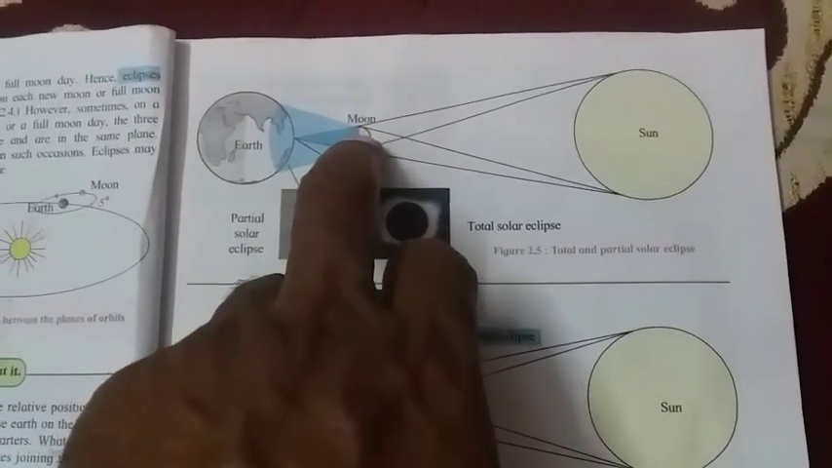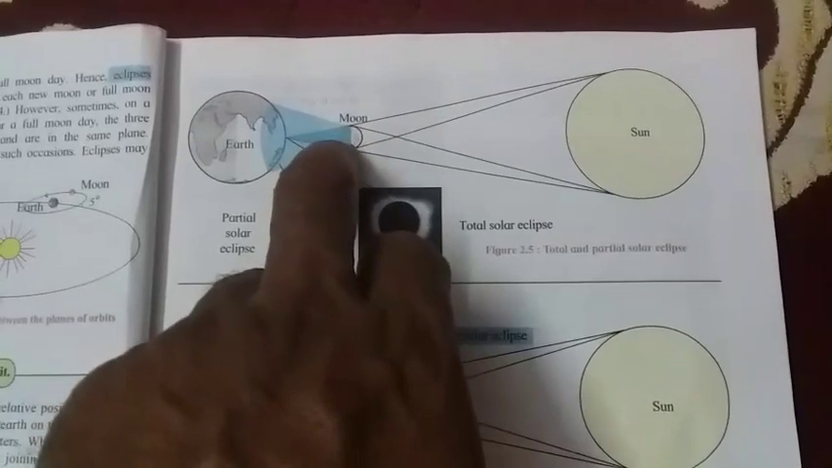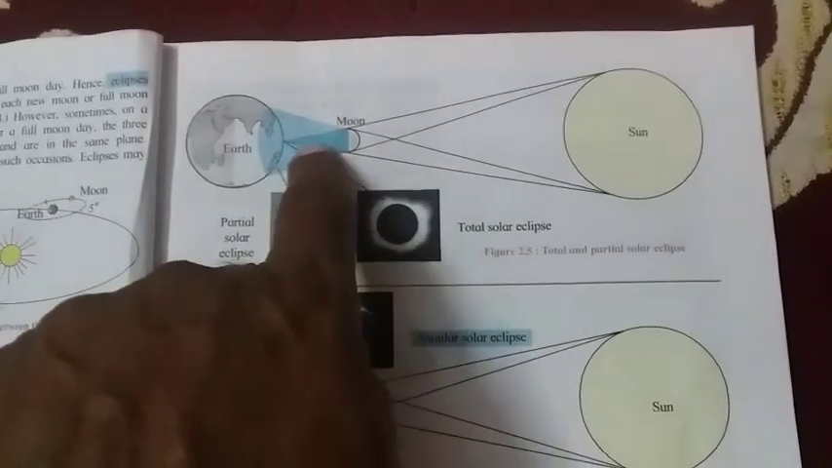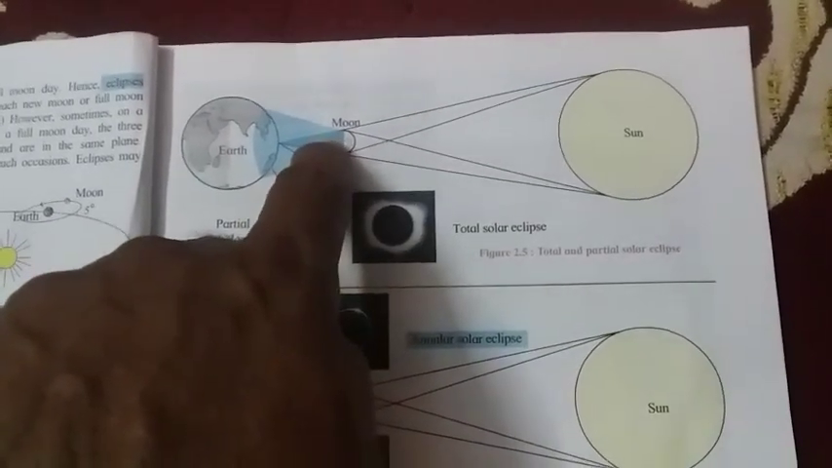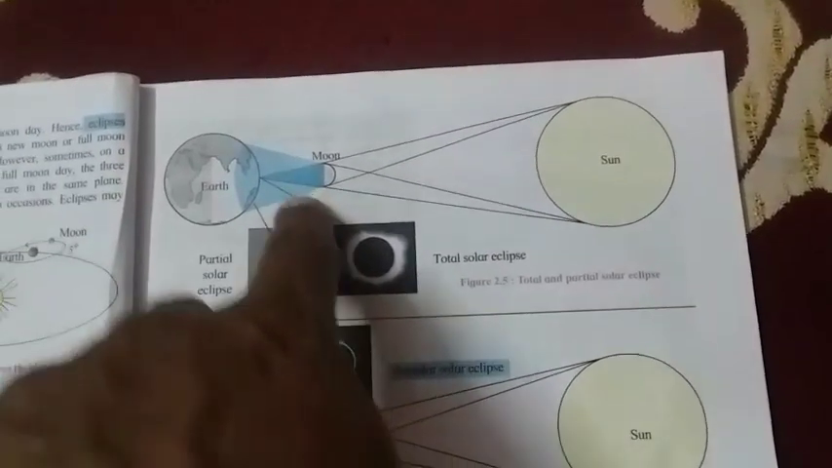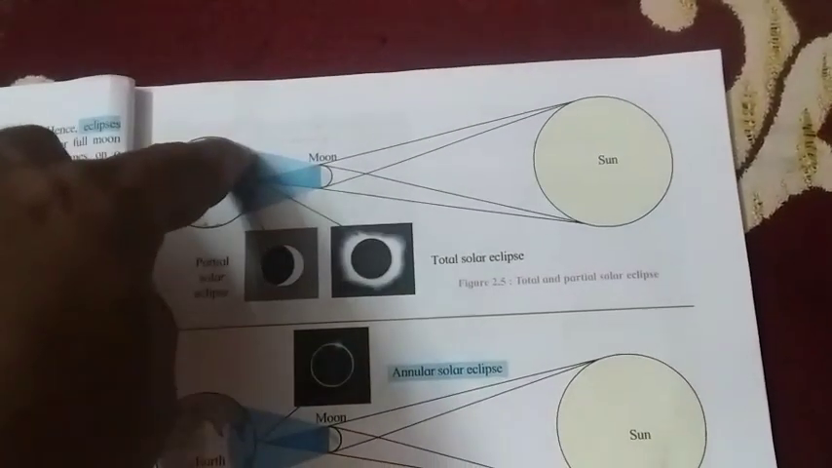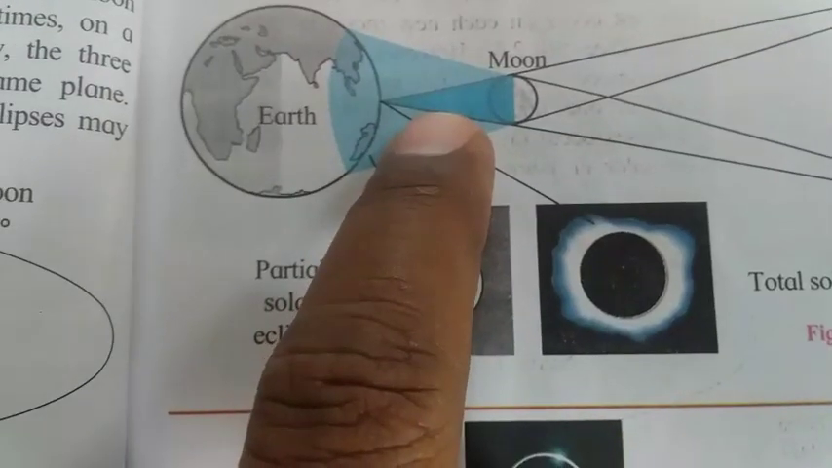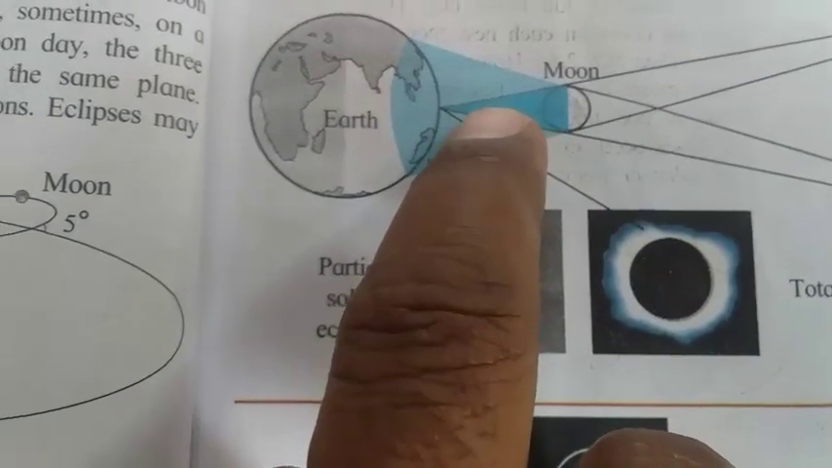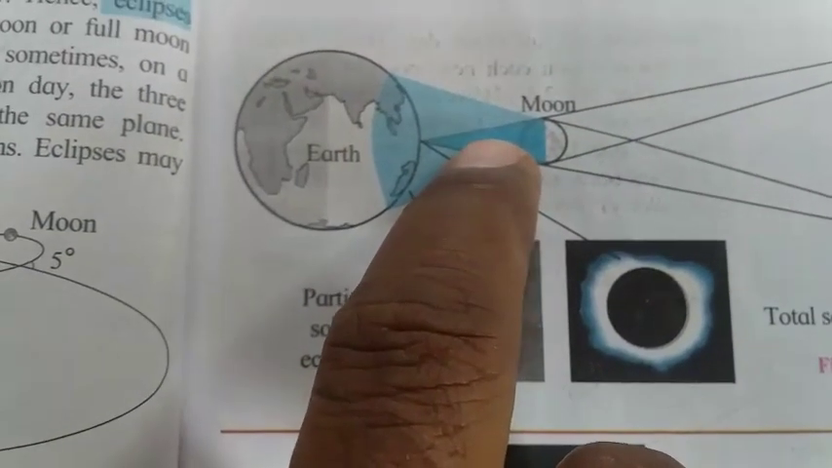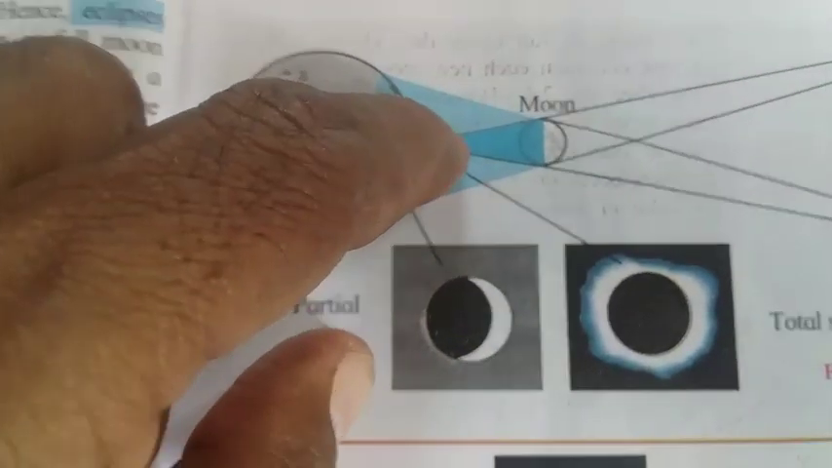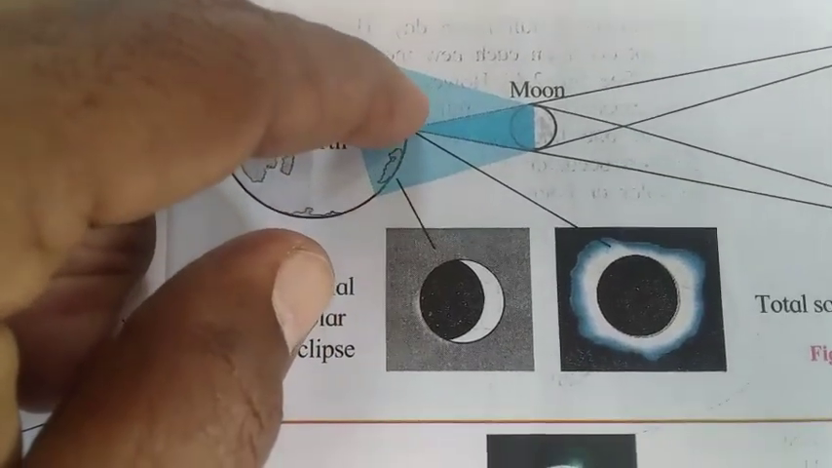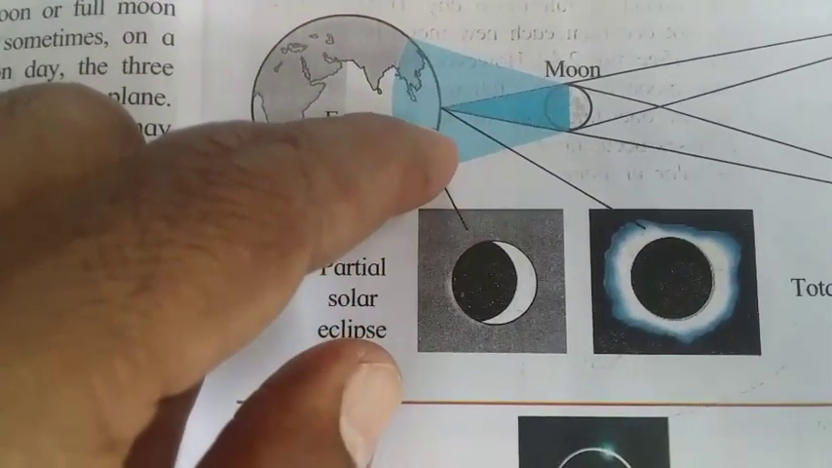The central portion of the shadow is darker, and the periphery is light. This is a dark shadow known as umbra, and this is a light shadow known as penumbra.